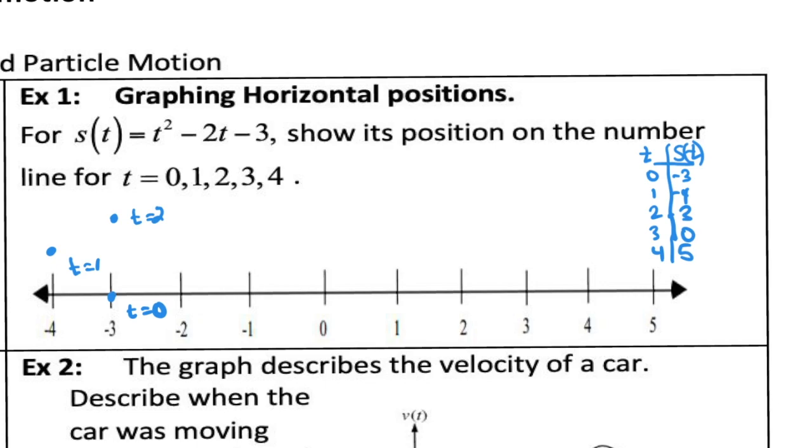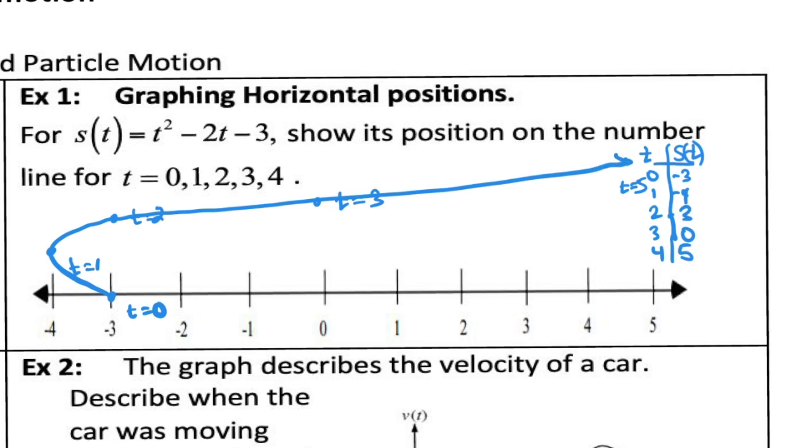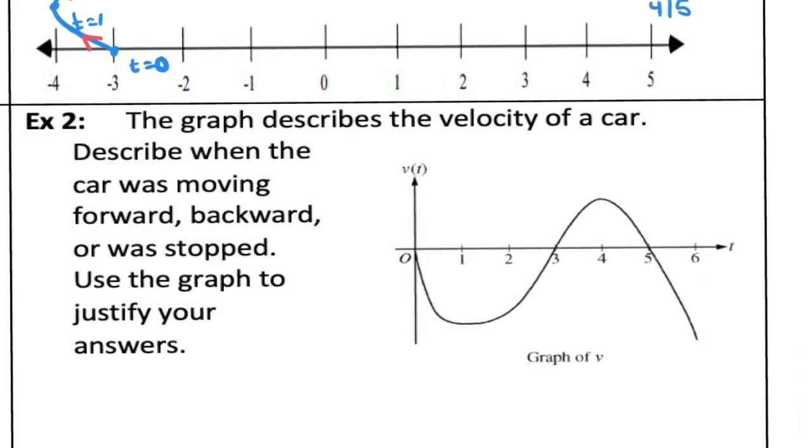And for t equals 3, we're back at the origin. And for t equals 4, we are to the right of the origin in a position 5 units away. When you graph it, connect the dots. This is a continuous function. And we also want to put the orientation in for our position graph. So now let's take a look at example 2.